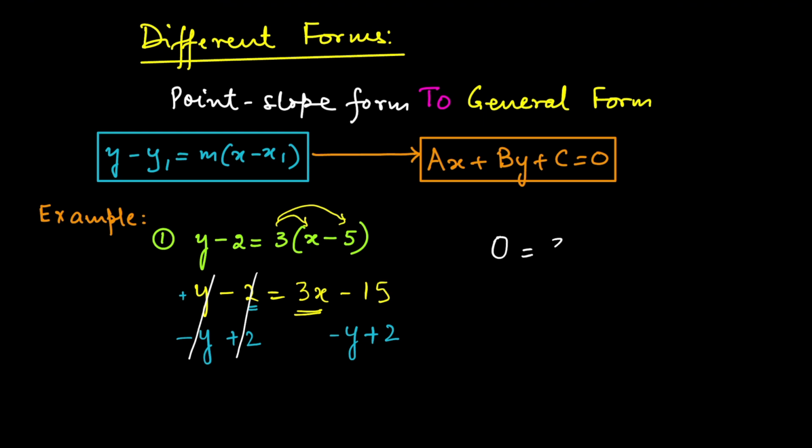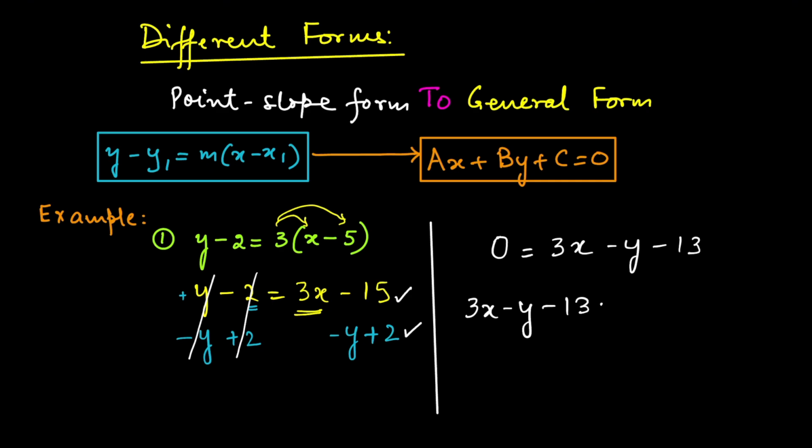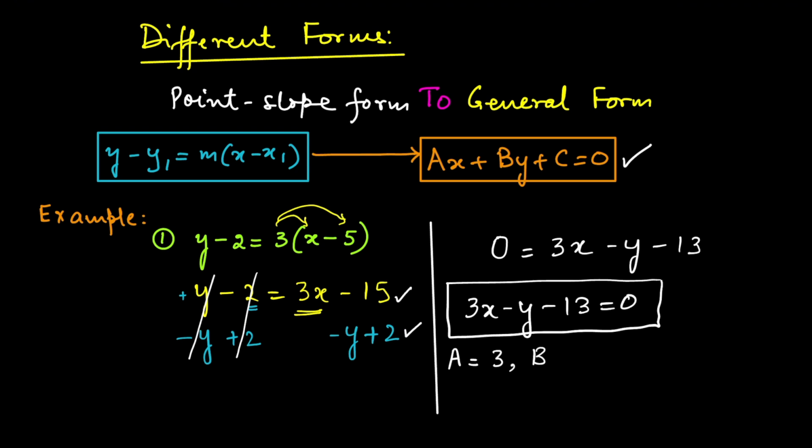So always 3x first, and then we write the y term, and then this minus 15 and plus 2 will be minus 13. So always we switch the sides once we have 0 on the left side. So we write 3x minus y minus 13 equals 0. Now if we compare it with this, we have the same form. And if you want to write the values of a, b, c, we can write a as 3, b as minus 1, and c will be minus 13.